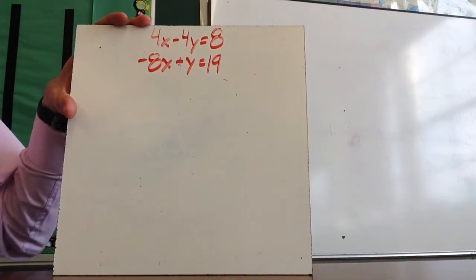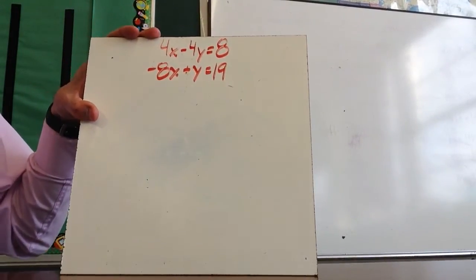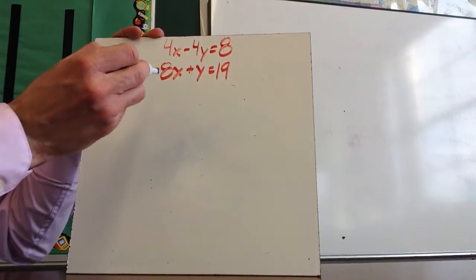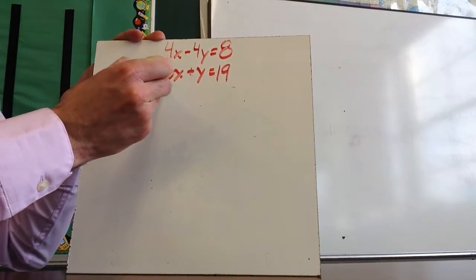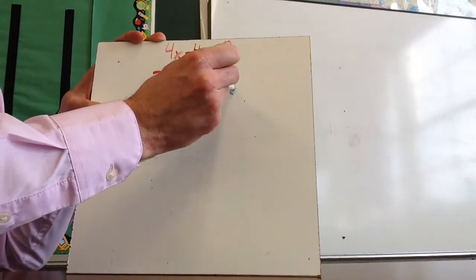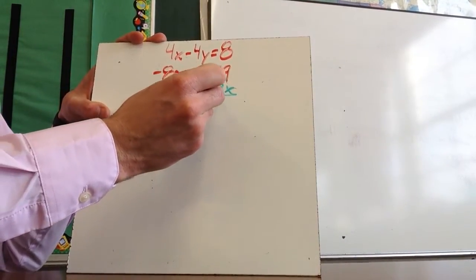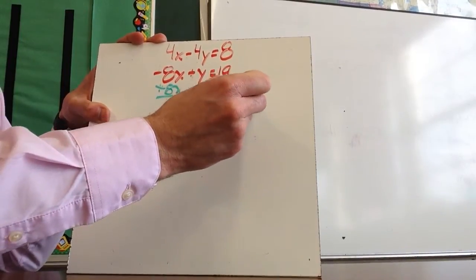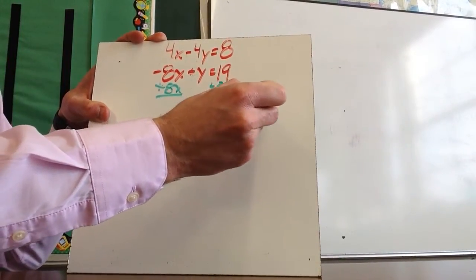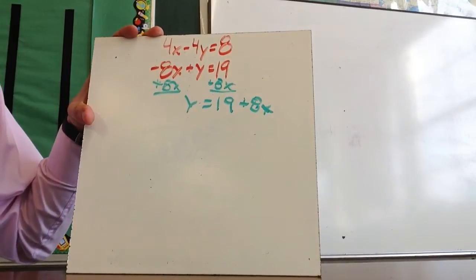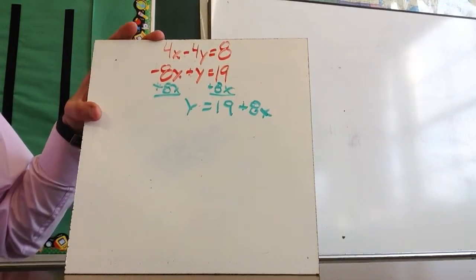If you remember, substitution, what I need to do is isolate the variable. So I'm going to get this y by itself. In order to do that, I'm going to add 8x to both sides, which makes that 8x go away. So I'm left with y equals 19 plus 8x. You could write it as 8x plus 19, and in fact, I typically do, but I want to make sure that I don't lose anyone on any step.